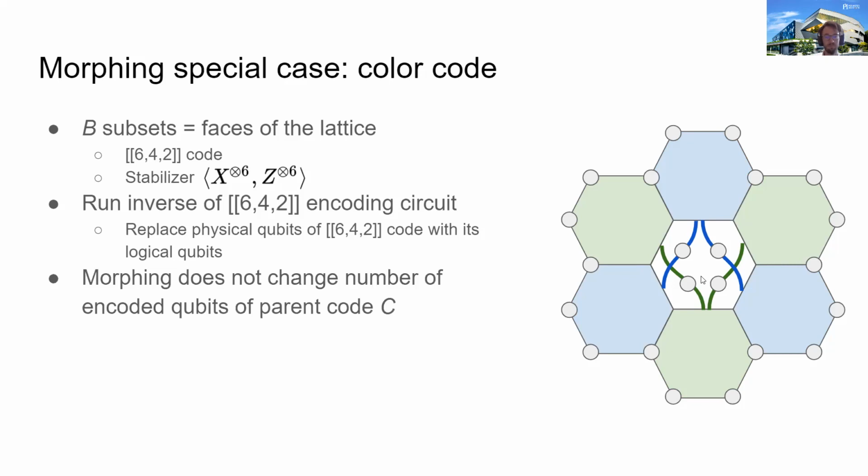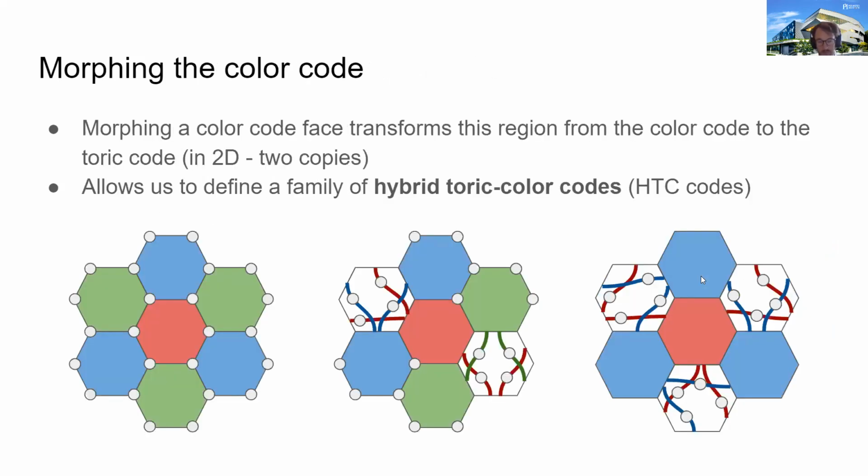The important fact about this morphing procedure is that it doesn't introduce any new degrees of freedom. So the number of encoded qubits of the parent code C has not changed. And this morphing procedure allows us to define a whole family of codes, which we call hybrid toric color codes. The name is because you can interpret this morphing of a color code face as transforming this region from the color code to the toric code, and in 2D this would be 2 copies of the toric code.